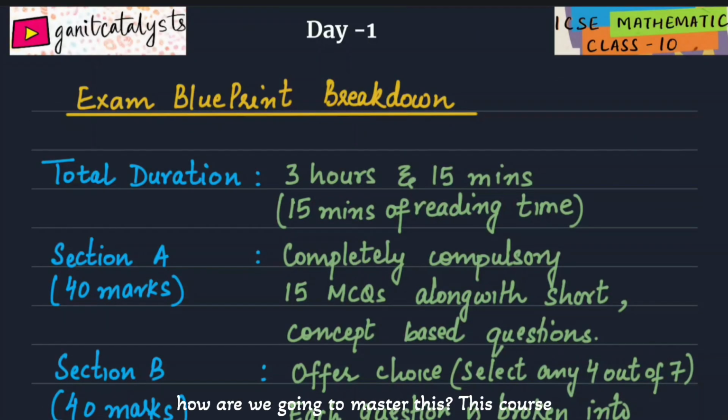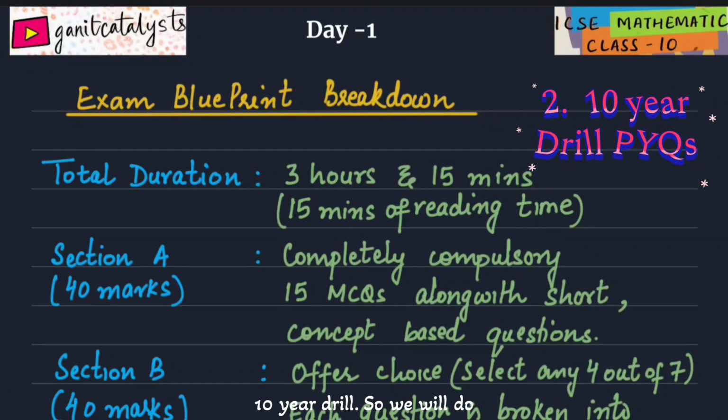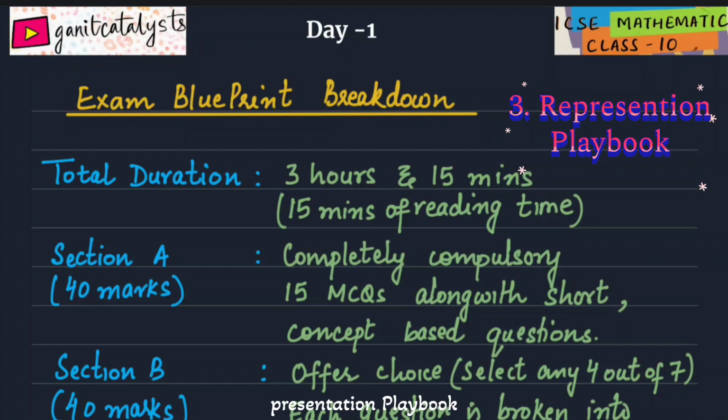Now, how are we going to master this? This course is built on a proven 3-step framework. First, we will go into concept clarity. We don't memorize steps. We learn why a formula works using a real-world animation. Second is the 10-year drill. So we will pass 10 years of board exams directly inside the lectures. And third step is the presentation playbook, where I will show you exactly how to write your steps, state your theorems, and draw your graphs to stop examiners from cutting even a half mark.